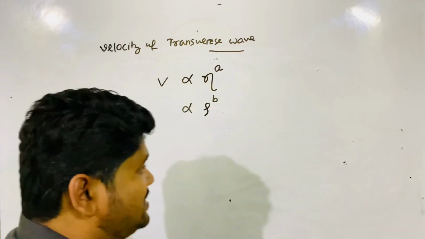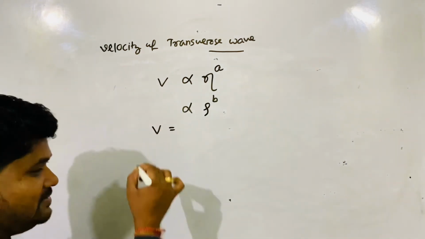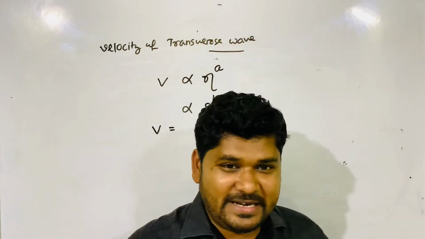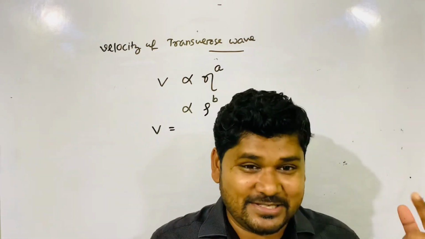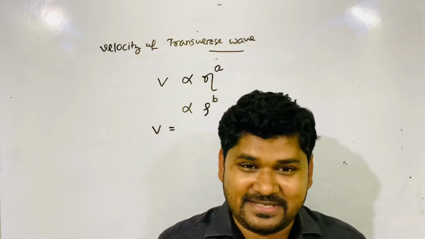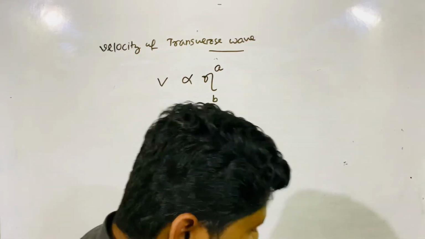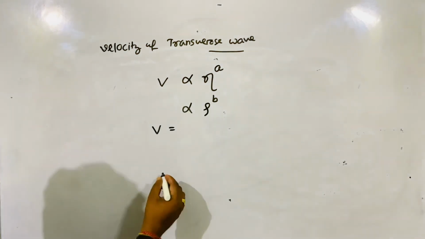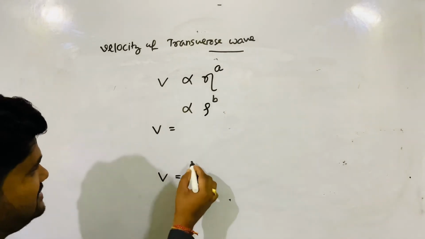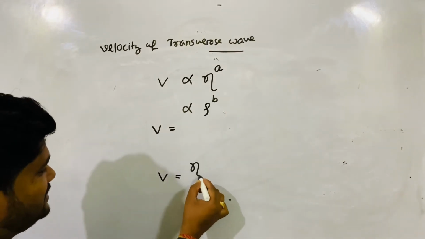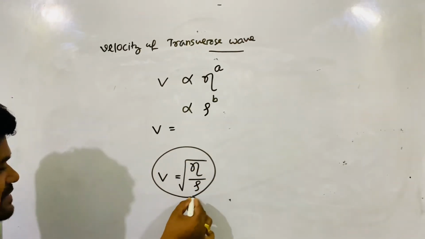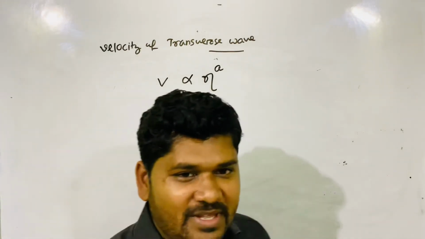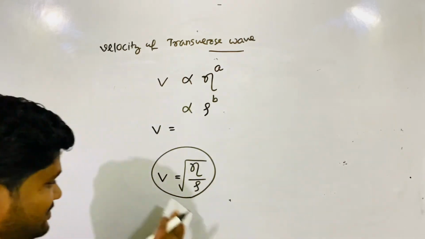Okay, so now what do you have to do? Are you expecting that I will do this answer? Not at all. This is up to you. You will solve it, and at last you check your answer. V is equal to root over rigidity modulus by density. You will get this expression at last. You do it. I will not do it at all.